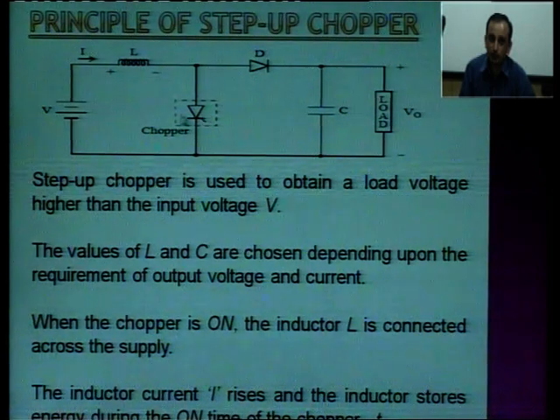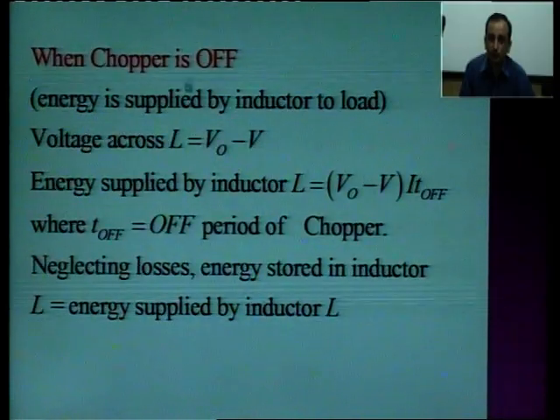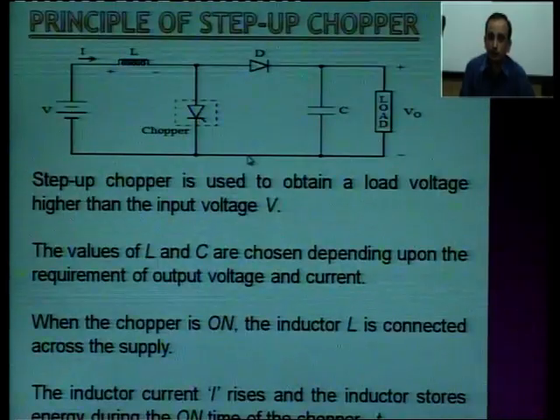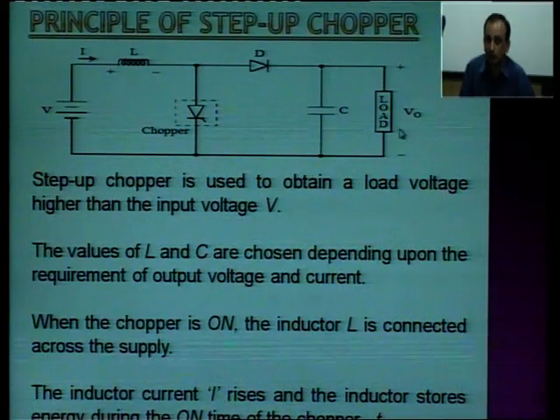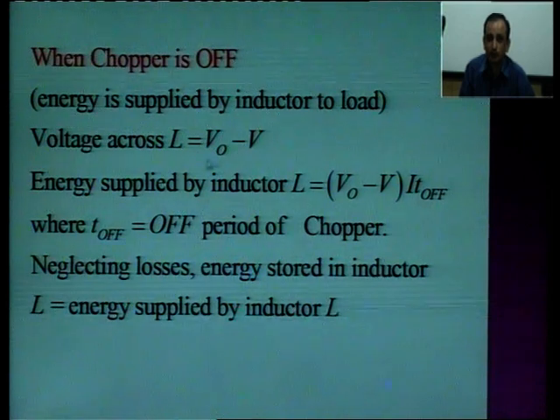I told you that once it is off, this energy is being supplied to the load. So, when it is off, the voltage across the inductor will be V out minus V. The voltage source is applied plus this, that we already have discussed. So, the difference between these two is the voltage across the inductor. We can measure the voltage across the output, and we know the source voltage, so the voltage across the inductor will be the output voltage minus the source voltage. That is what we have here.